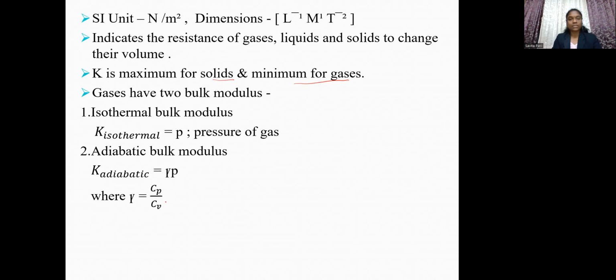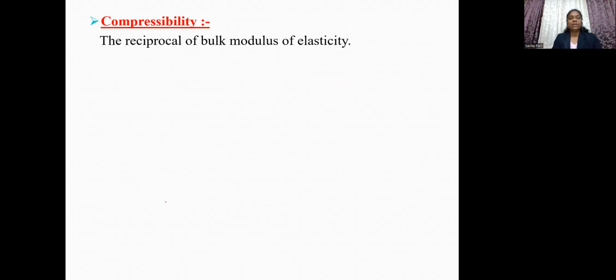Now, let us see what is meant by compressibility. Compressibility is defined as reciprocal of bulk modulus of elasticity. So we have compressibility is equal to 1 upon bulk modulus. Let us write the equation for compressibility.